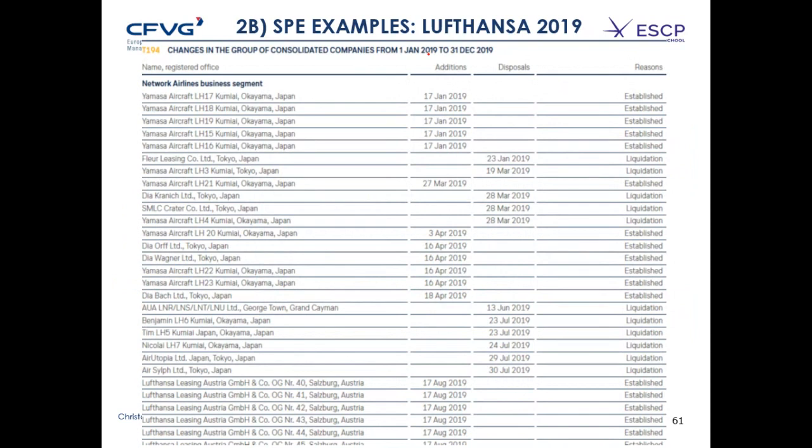Here we have the notes of the Lufthansa Group, an airline, for 2019, not 2020, because of COVID, 2020 was not a normal year, but 2019 was. And you can see that in terms of the group of consolidated companies, there are many companies that are added on January 17, all of them. And you see they're all located in Japan.